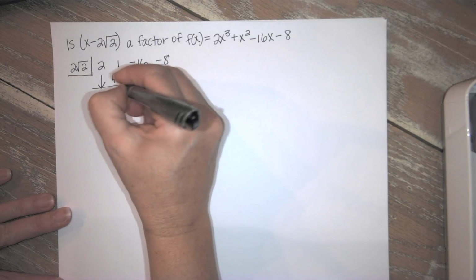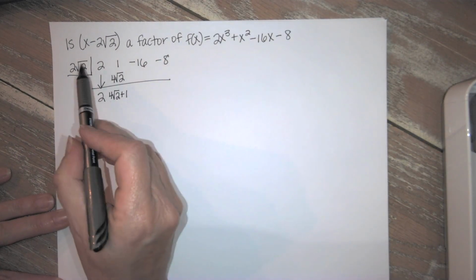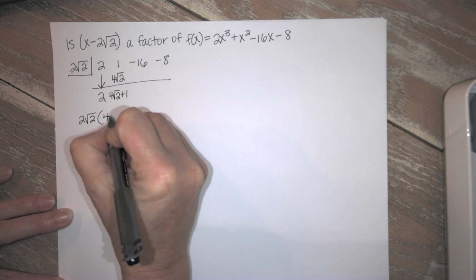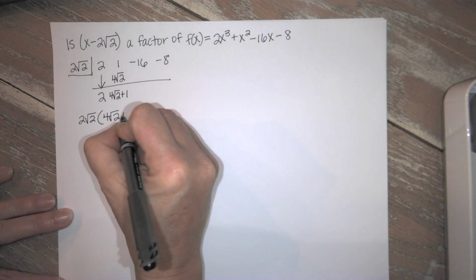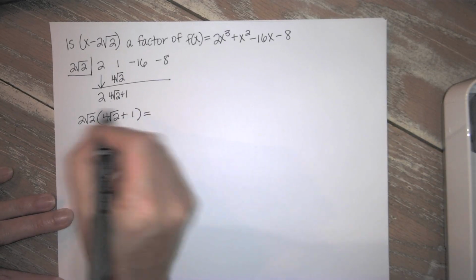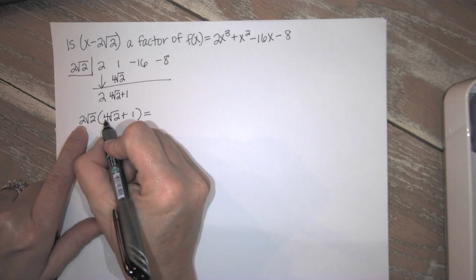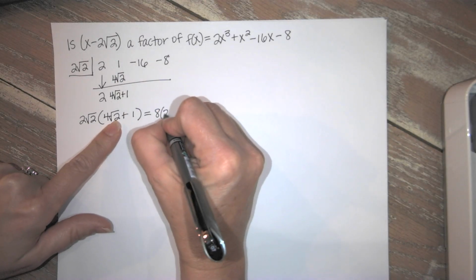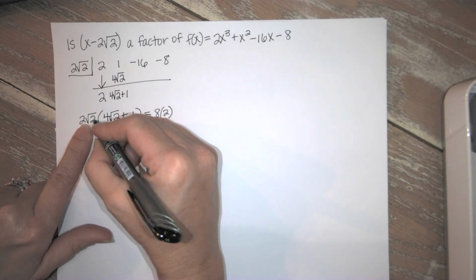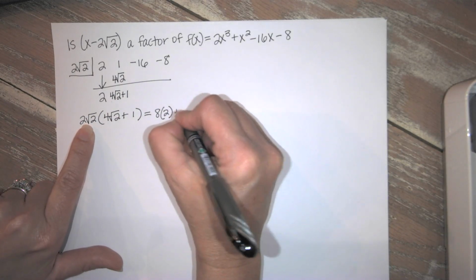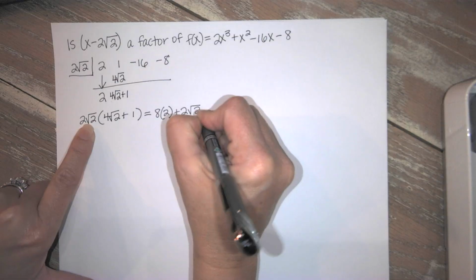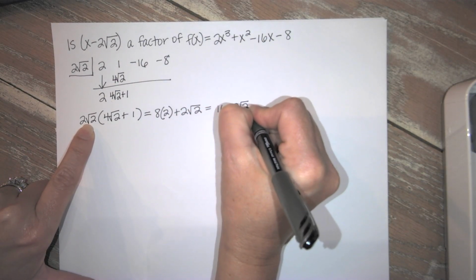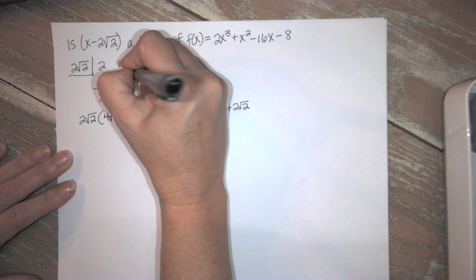And then we're going to have to take that and multiply it by 2 square roots of 2. So I'm going to do that down here. Multiplying 2 square roots of 2 times 4 square roots of 2 plus 1. So I'll have to distribute. 2 times 4 is 8. Square root of 2 times square root of 2 is 2. And then 2 square roots of 2 times 1 is 2 square roots of 2. And that gives me 16 plus 2 square roots of 2. All right, that's going to go here.